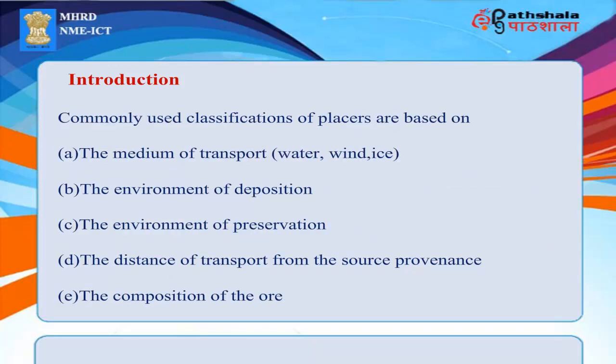Commonly used classifications of placers are based on: A. Medium of transport, namely water, wind or ice. B. The environment of deposition. C. The environment of preservation. D. The distance of transport from the source provenance. E. The composition of the ore.